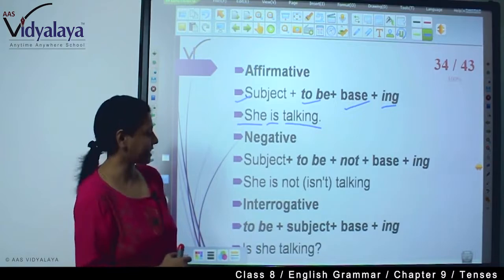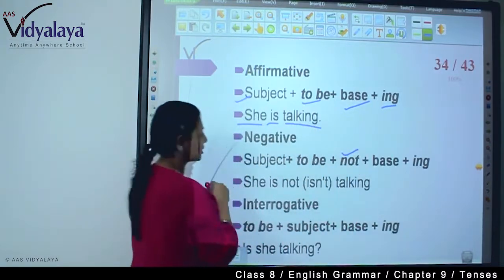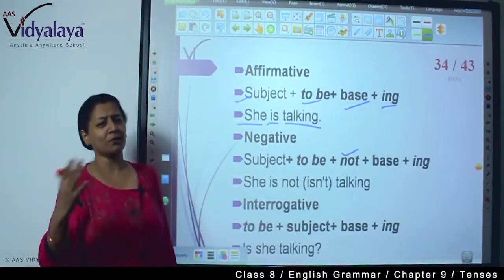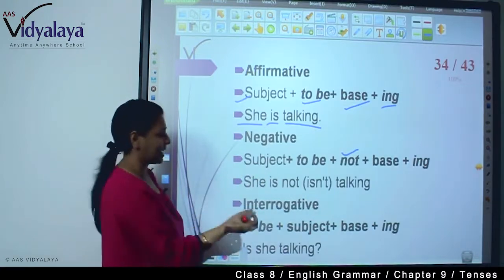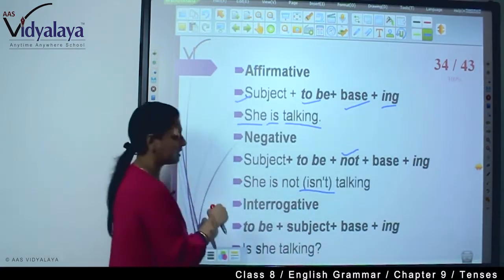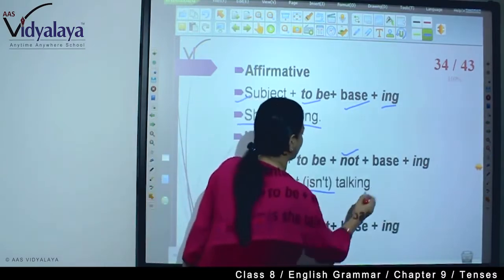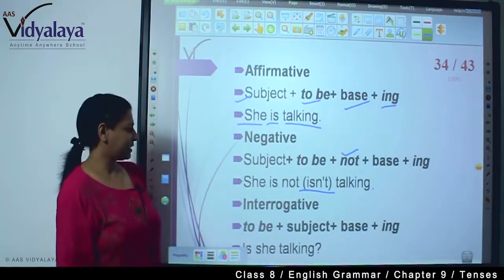Now how to make negative? In negative, you only have to add not. That is subject plus to be plus not plus base plus ing. That is, she is not talking. In abbreviation we can write isn't talking. So in this way you are making a negative sentence.